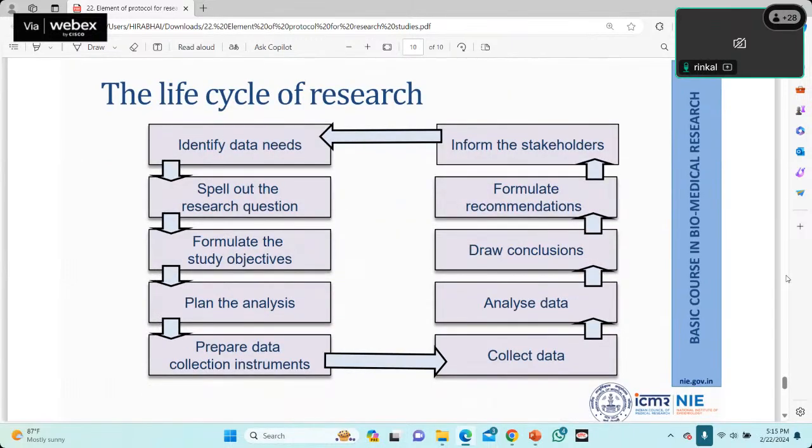So finally, I think this is the last slide, starting from identifying the data need, spelling out the research question, and ending in the conclusion, formulating a recommendation, and finally informing the stakeholders. These are the things you need to do. Okay.